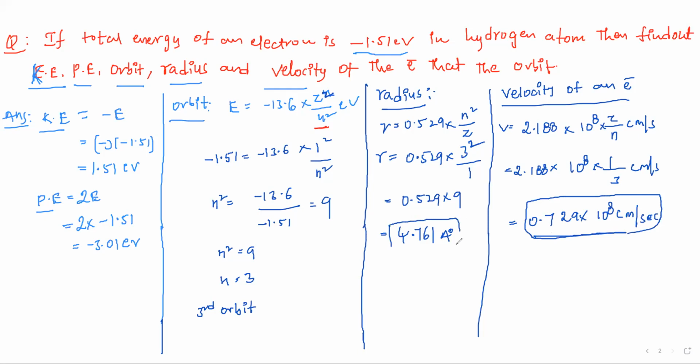And this is the radius, and this is the orbit, and this is the potential energy, and this one is the kinetic energy. Is it clear? They have given only the value of total energy. From the total energy, we calculated kinetic energy and potential energy, the orbit of the electron, the radius of the orbit, and next the velocity of an electron. Shall I remove this page?